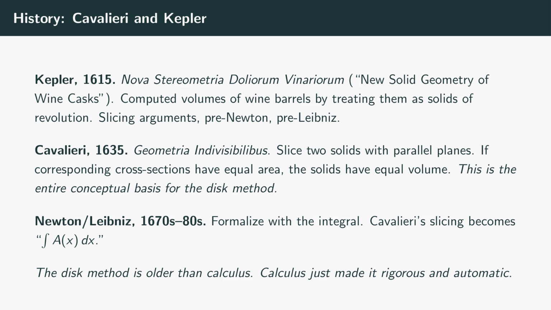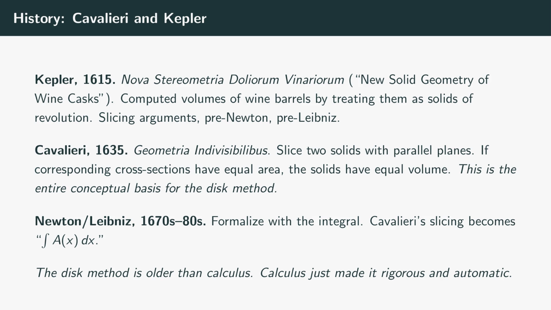Bonaventura Cavalieri, 1635, published Geometria Indivisibilibus, Geometry of Indivisibles. He stated what we now call Cavalieri's principle. If you slice two solids with parallel planes, and every corresponding pair of cross-sections has the same area, then the two solids have the same volume. This principle alone, with no calculus, gives you things like the volume of a sphere, by comparing it to a cylinder with cones removed. Cavalieri's principle is exactly the conceptual content of the disk method.